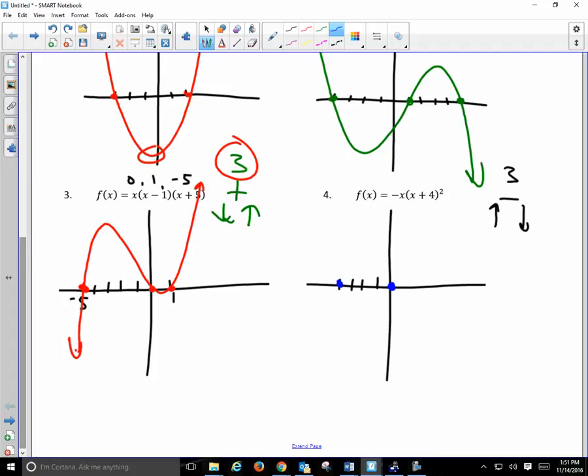Now, what's unique about this one? Yes, you have a double root. And because you have a double root, that will change the behavior. You can see instead of having 3 markings, I only have 2. Because one's a single and the other one's a double. Since the double root happens at -4, it will do that. That's a sad graph.